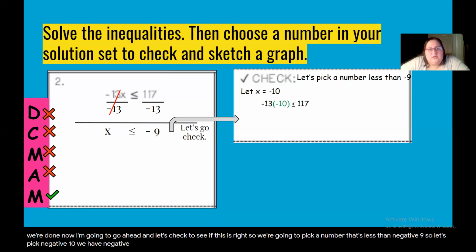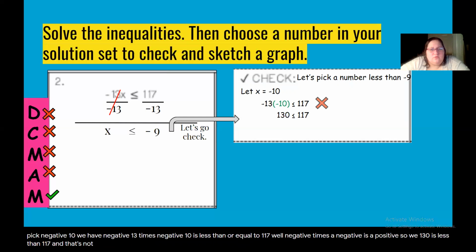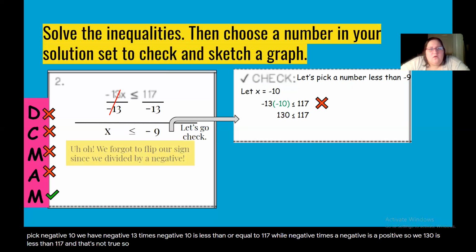We have negative 13 times negative 10 is less than or equal to 117. Well, a negative times a negative is a positive. So we have 130 is less than 117, and that's not true. So, we forgot to flip our sign since we divided by a negative. That's something that's very important.